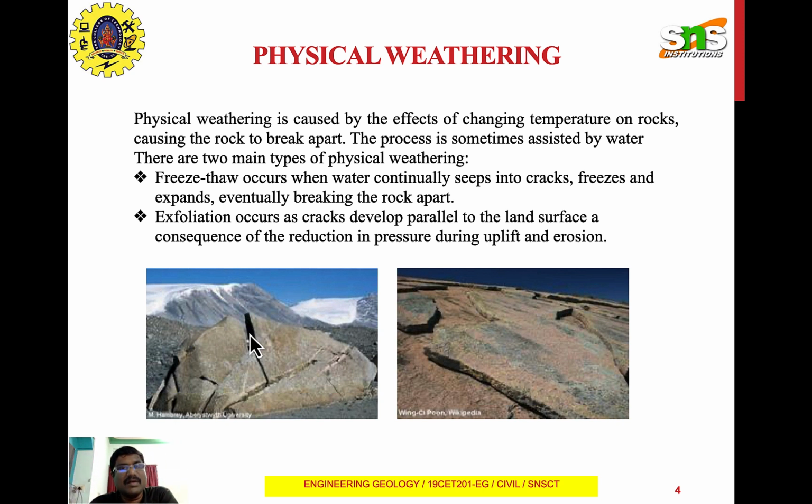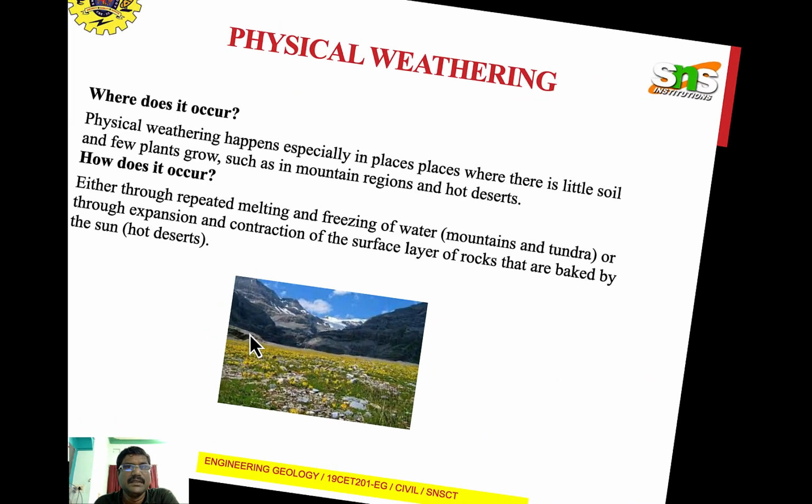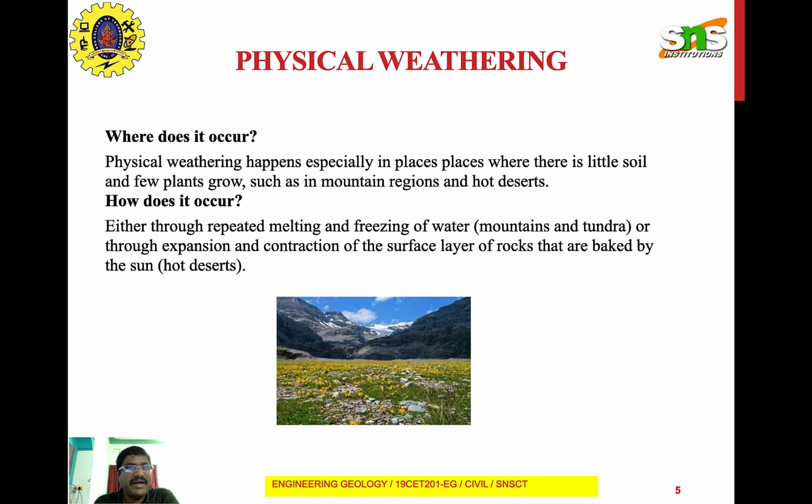Exfoliation occurs as rock cracks develop parallel to the land surface, a consequence of reduction in pressure during uplift and erosion. So it will move and form in different formations. Where does it occur? Physical weathering happens especially in places where there is little soil and few plants grow, such as mountain regions and hot deserts. So these are the two places where you can expect this kind of physical weathering.